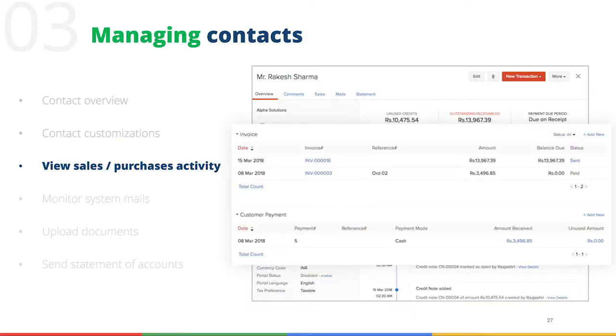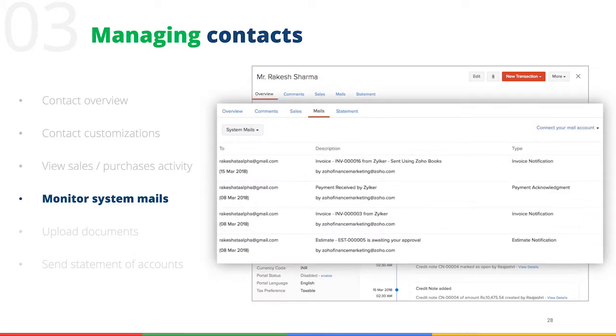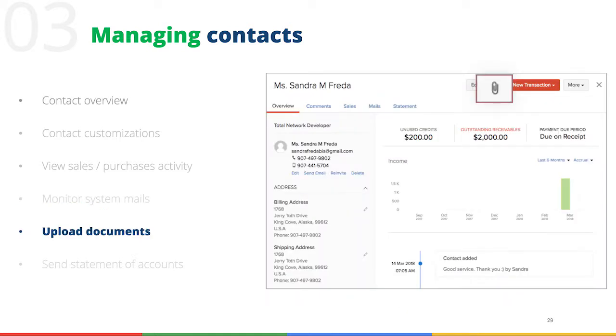I use this section to view all the transactions pertaining to a particular contact. The transactions will be listed here individually. This section allows me to monitor all the mails sent from my Zoho Books account to my contacts. System mails include mails regarding transactions, payment receipts, reminder mails, and also any other communication sent from your account to a contact.